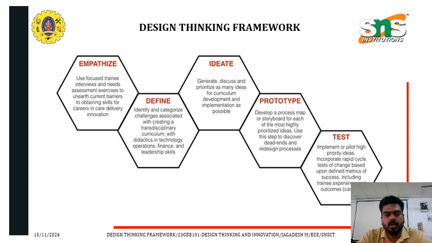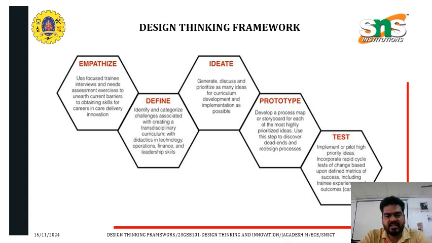So as we know, the five stages of design thinking are empathy, define, ideate, prototype, and test. Empathy focuses on training interviews, needs assessments, and exercises to unearth current barriers to obtaining skills for careers in care delivery innovation. Then define: identify and categorize challenges associated with creating a transdisciplinary curriculum with skills in technology, operations, finance, and leadership.